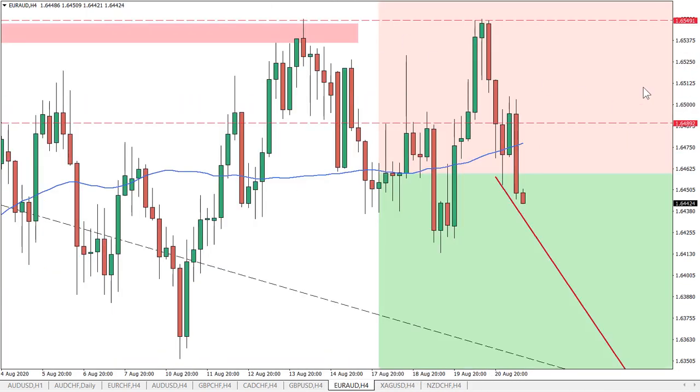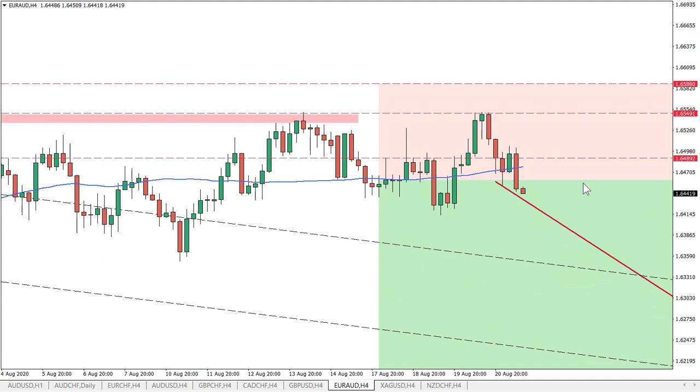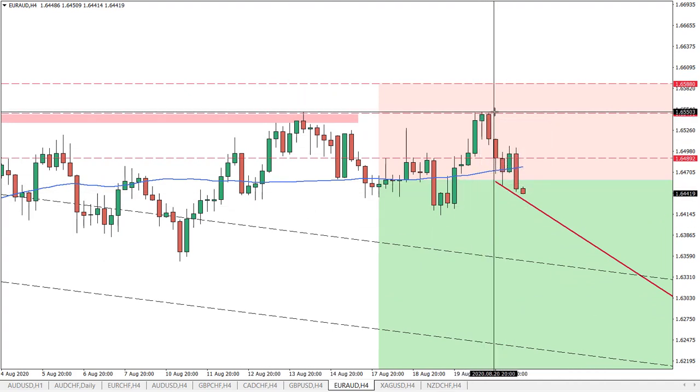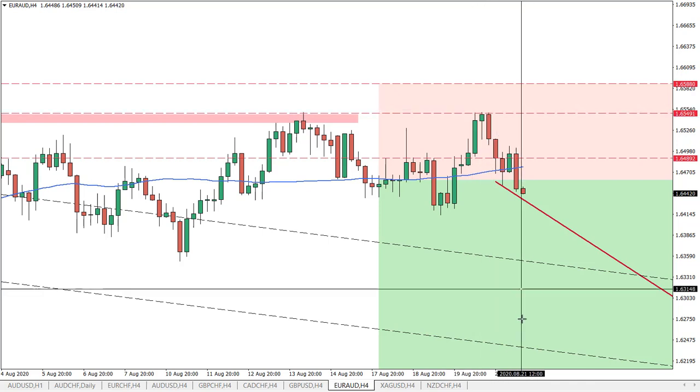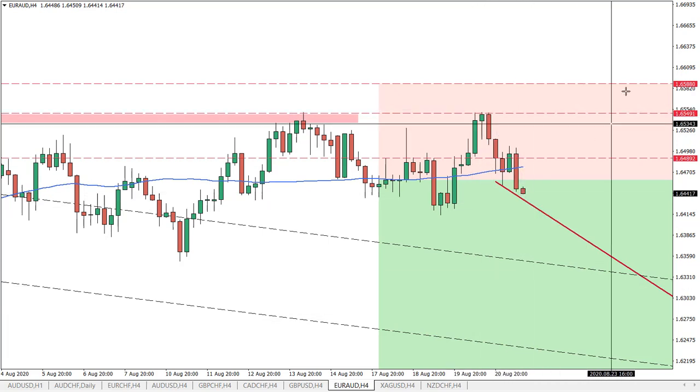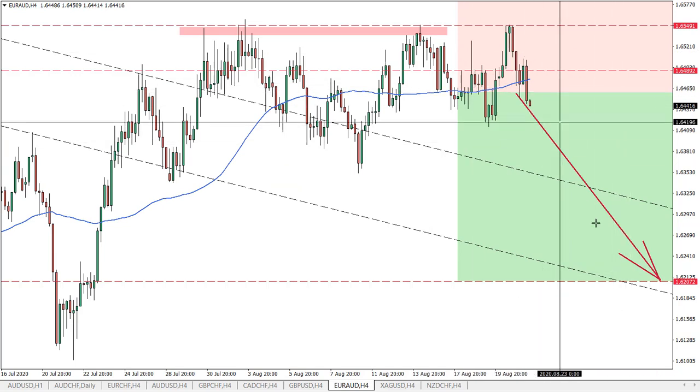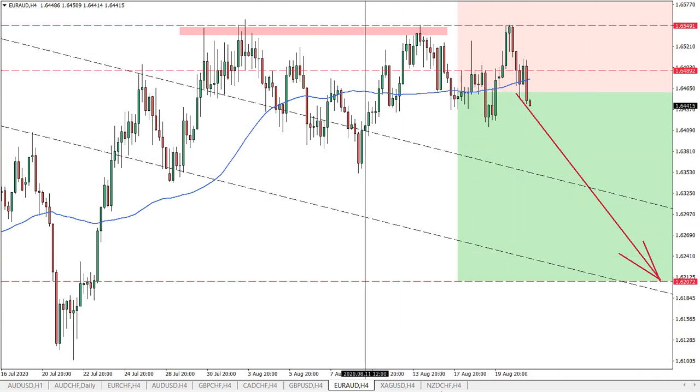Euro Australian dollar idea of Wednesday. Here we expected this rejection. I was talking about this yesterday. It happened, and now price is in green. I do believe there will be a downtrend as discussed.